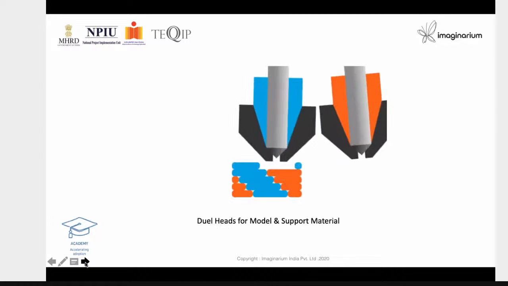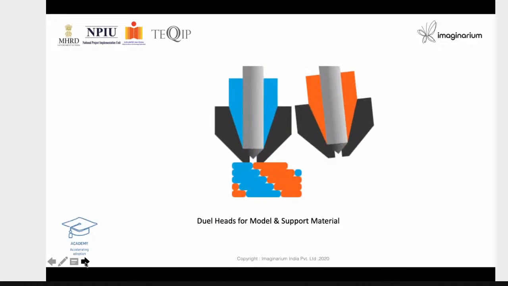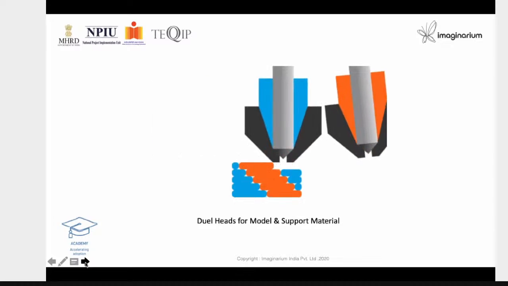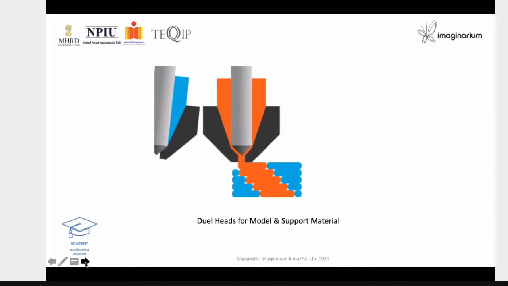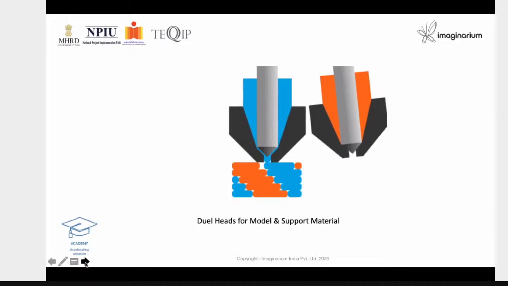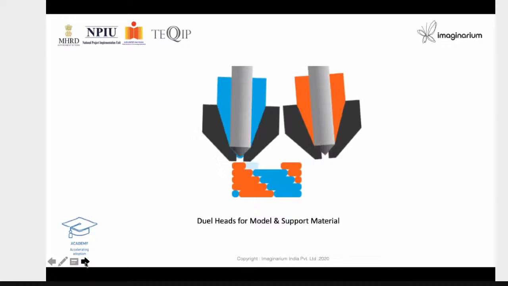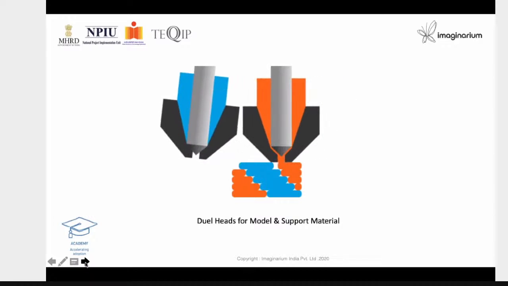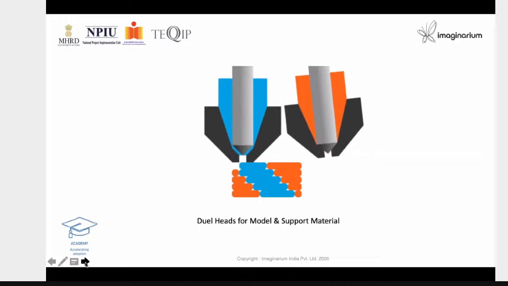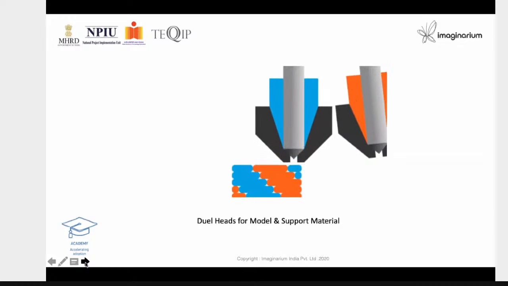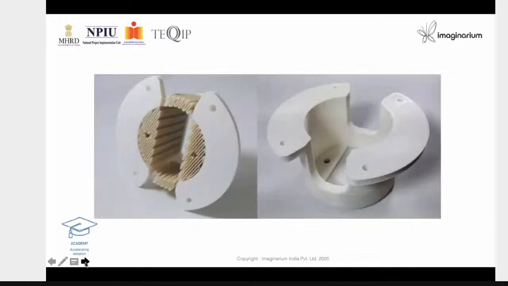And you can see here, with a dual head, sometimes we achieve supports. You have two different heads. One is a build material, the other one could be a support material, or vice versa. Or it could be both build materials where you want a two color product which doesn't require any support. And in fact, these are all what we call breakaway supports.